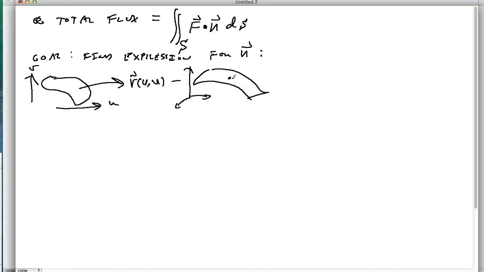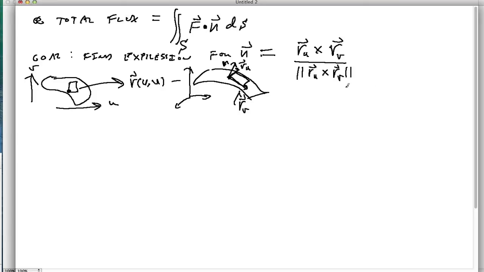And every little patch gets deformed into this little thing right here. We have that vector RU, and we have the other vector there, RV. If I do a cross product of those two vectors, I produce a vector that's in the direction of our normal. So it turns out our normal vector will be RU cross RV. But to make it a unit length vector, we have to divide by the norm of RU cross RV. And that just makes it a unit length.